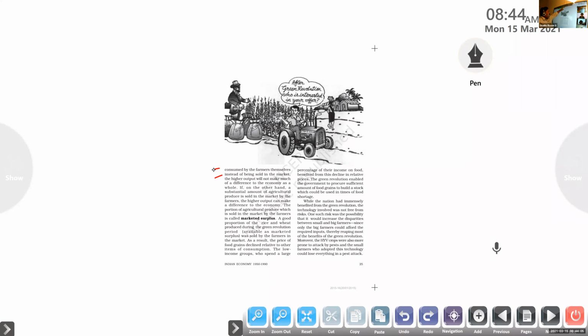So here also they are using high yielding variety seeds, but the farmers use these products for their own use instead of being sold in the market. The higher output will not make much of a difference to the economy as a whole. So the farmers are using this product for their self-consumption. Because of that, we can say that the high output did not make any changes in the economy as a whole.